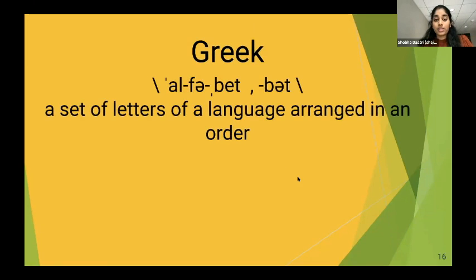Okay, so let's go back and do a couple of different examples of Greek words. So our first word, Greek, is pronounced alphabet. I think we saw this one, but it's a set of letters of a language arranged in an order. And so I can put some guesses in the chat.